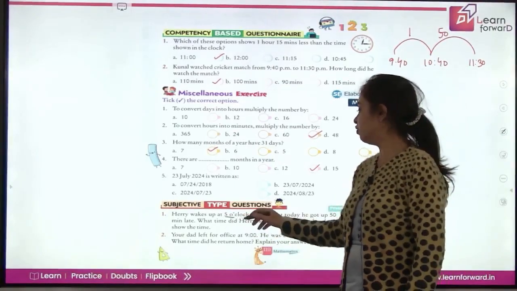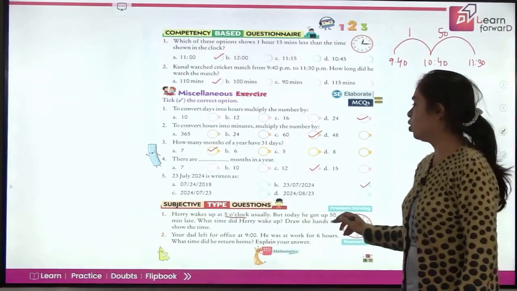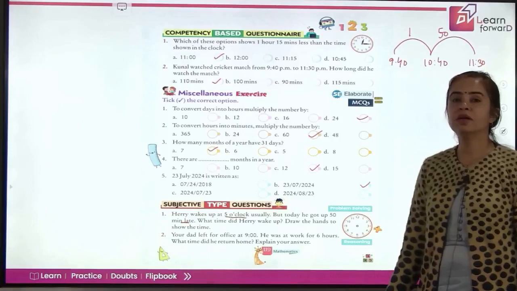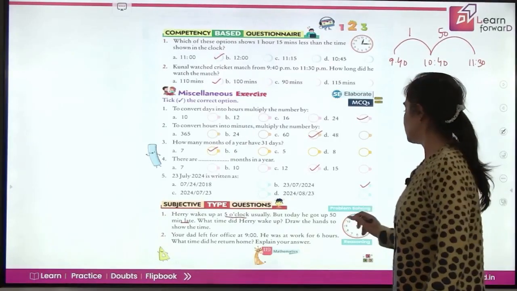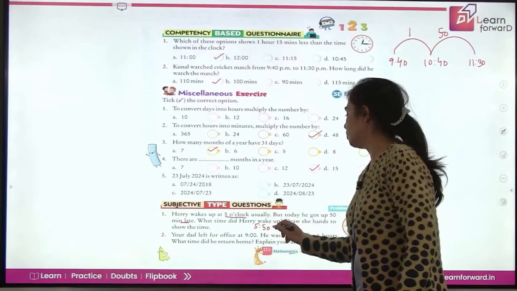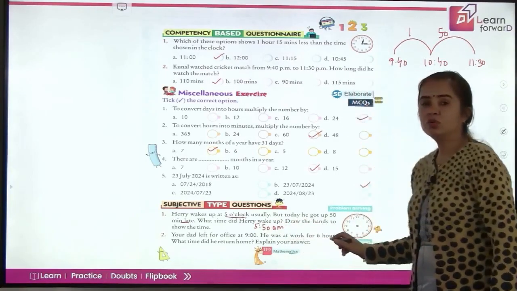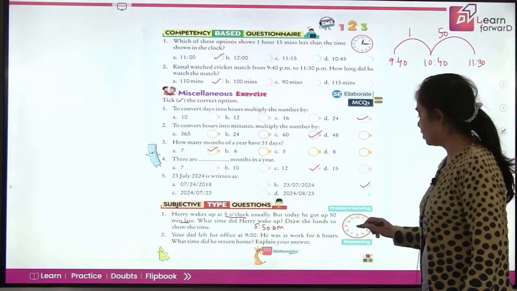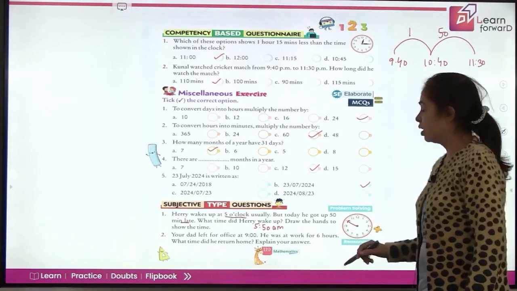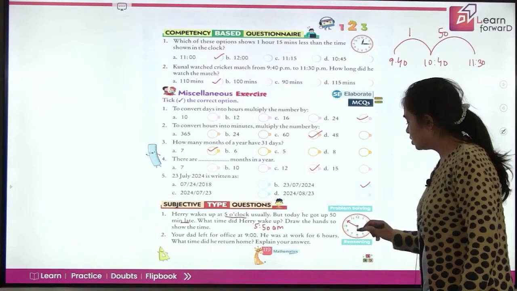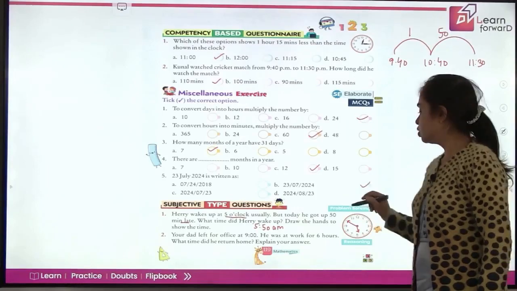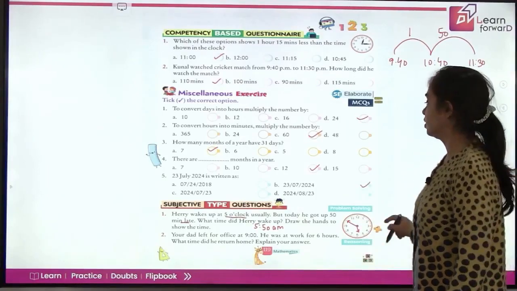Harry wakes up at 5 o'clock usually, but today he got up 50 minutes late. What time did he wake up? 5 hours 50 minutes. Yes. So, he woke up at 5:50 a.m. And you have to show this time here. That means 50 minutes means number 10. And after 5 o'clock, it will be closer to 6 because just after 10 minutes, the time will be exactly 6 o'clock. So it will be closer to 6 here, your hour hand.